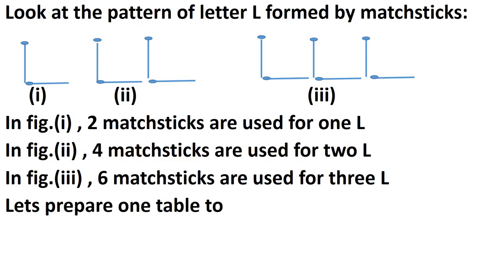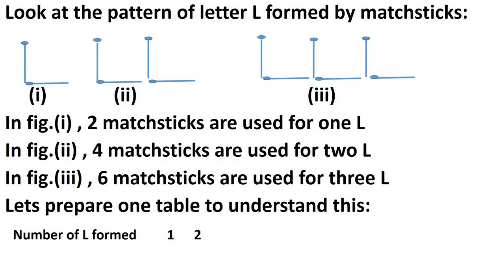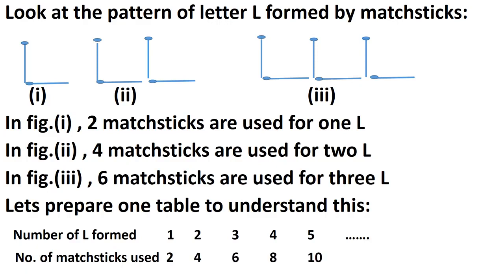Let's prepare one table to understand this. See the table now. Number of L formed. First of all, we have made 1 L, then 2 L, then 3, then 4, then 5, and so on we can make. Now see number of matchsticks used. For 1, 2; for 2 L, 4; for 3, 6; for 4. If we made 4 L's, then how many matchsticks are used in that? Definitely 2 more, that is 8. And in 5, 10.